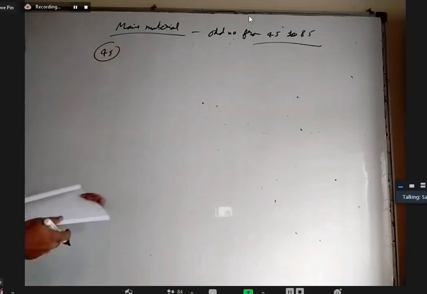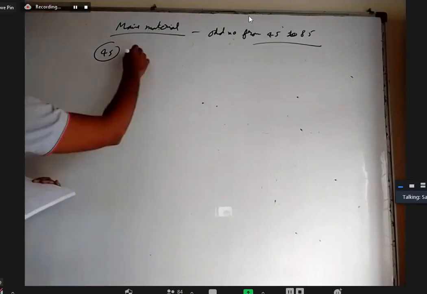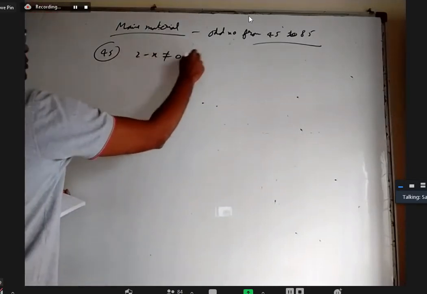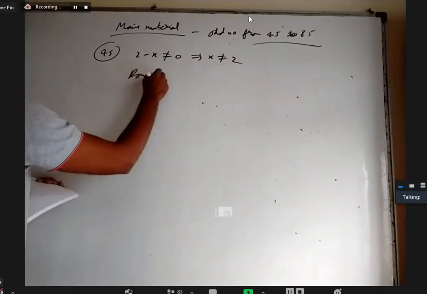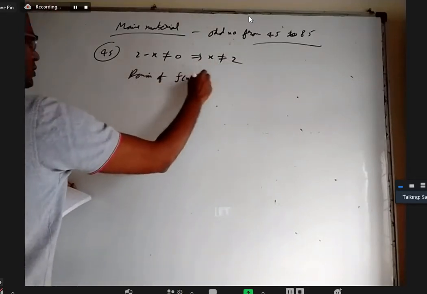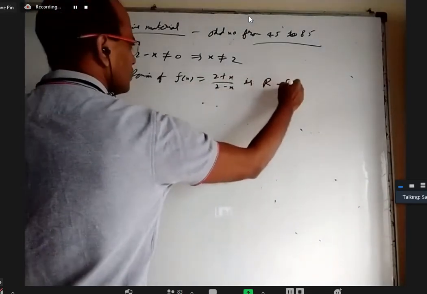Okay, 45 is a very simple ratio. Numerator, nothing to worry. Denominator should not be 0, that's all. So 2 minus x should not be 0, and so x should not be 2. So the domain of f of x equals (2 plus x) by (2 minus x) is all real numbers except 2.